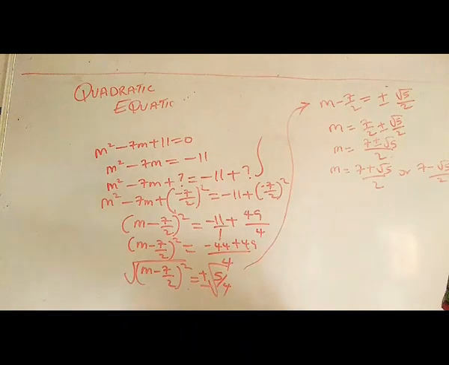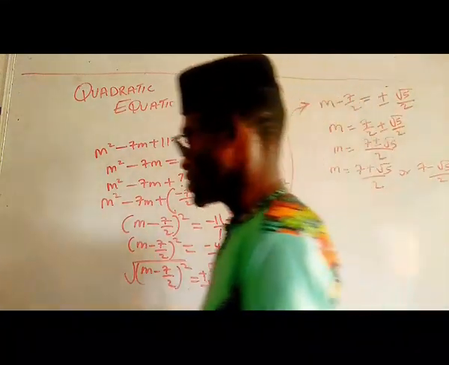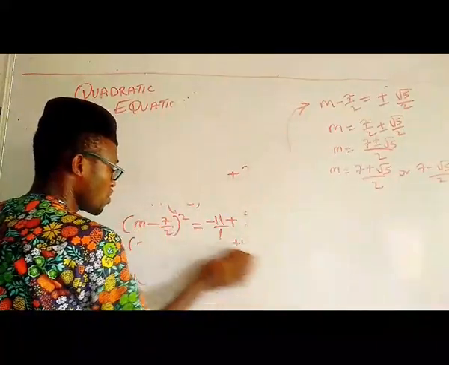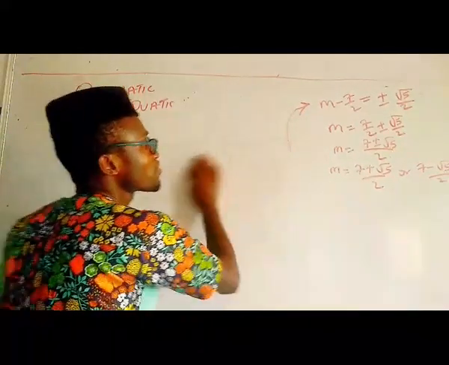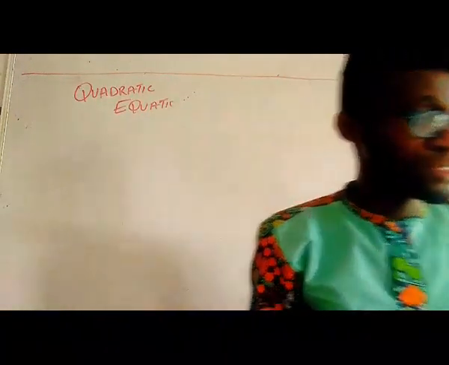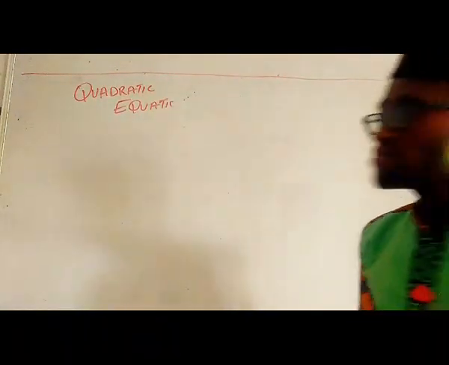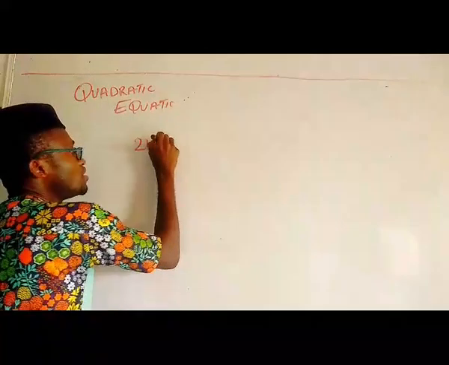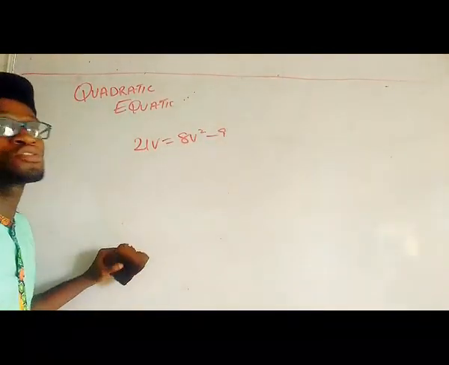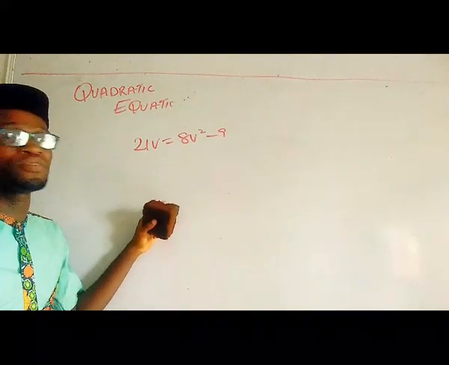So let's get another question that we can solve using the completing the square method. Now look at this next question, applying the completing the square method to solve this. We have 21v is equal to 8v squared minus 9. We were asked to use the completing the square method to solve this.